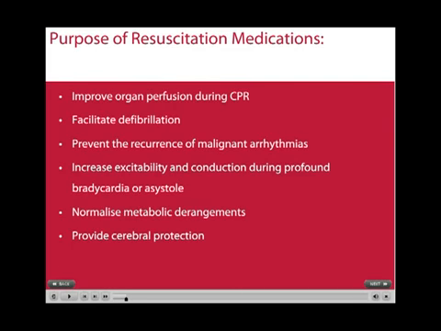The purpose of resuscitation medications are to improve organ perfusion during CPR, to help facilitate defibrillation, to help prevent the recurrence of malignant arrhythmias, increase the excitability and conduction during profound bradycardia or asystole, to try and normalize metabolic derangements, and also to help provide cerebral protection.